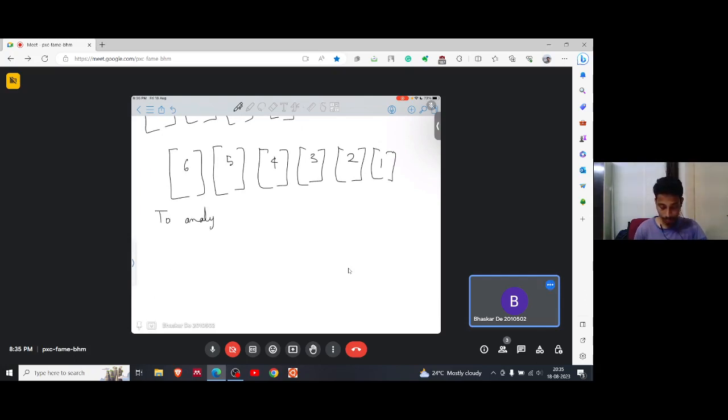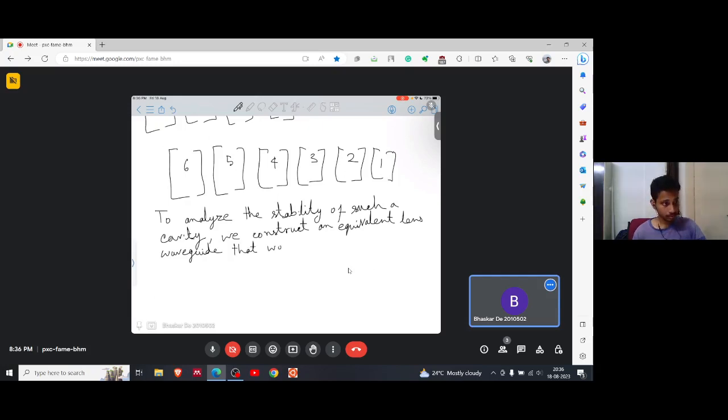So to analyze the stability of such a cavity, we construct an equivalent lens waveguide that would redirect the beam in the same manner as the mirrors.